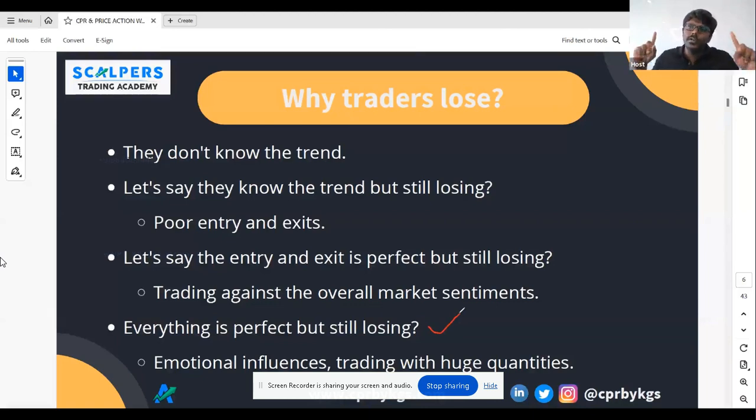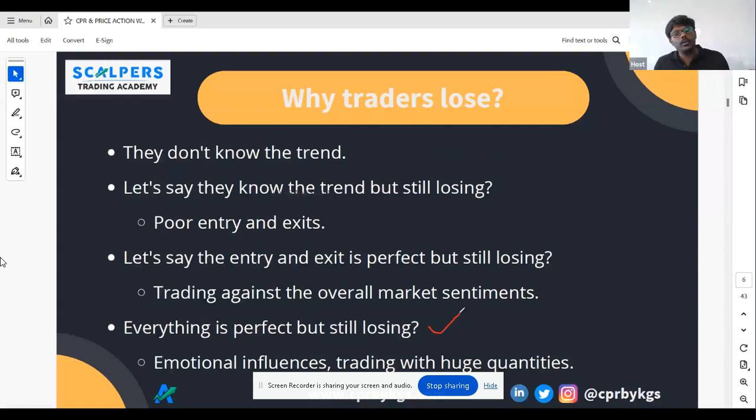The first point is emotional influence. Why does emotion influence happen? Because you are taking a larger quantity. Correct? So even after everything you are losing money. Why? Because instead of taking a few lots, you are taking huge lots. Instead of taking less quantity, you are taking a huge quantity. So you are unable to look at your MTM. And so when you look at your MTM, you are afraid, you are scared. Otherwise, you are thinking that the market will reverse and you are sitting for a very long time for your capital to wipe out.